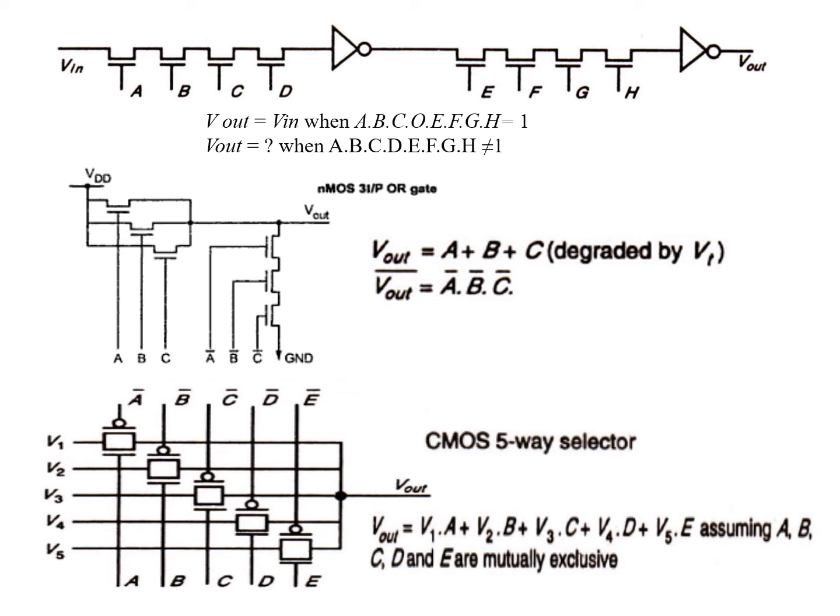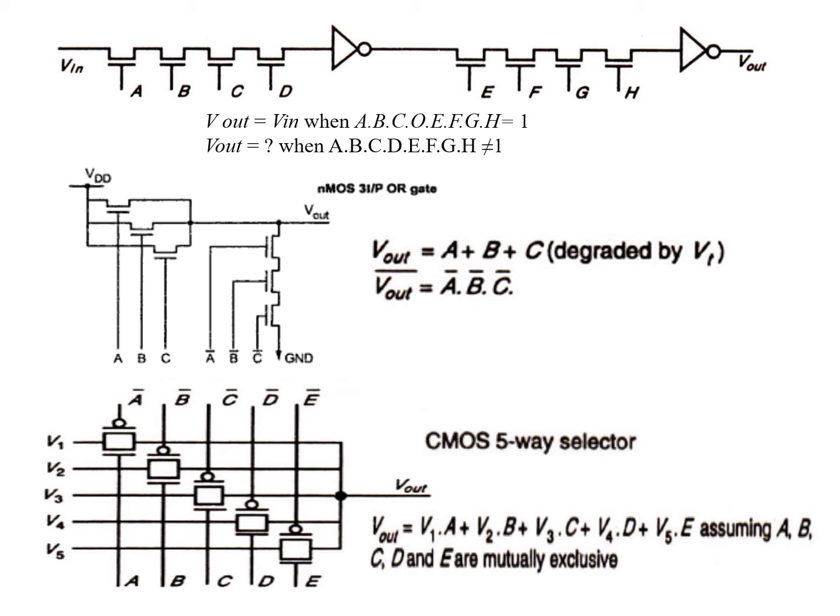Similarly, you can go for a pass transistor, that is a transmission gate. Now this is a 5-way selector, and for a transmission gate, you know that you are having A bar and A, and input and output. In this particular case, the output is nothing but V1 into A plus V2 into B plus V3 into C plus V4 into D plus V5 into E, assuming that A, B, C, D and E are mutually exclusive.